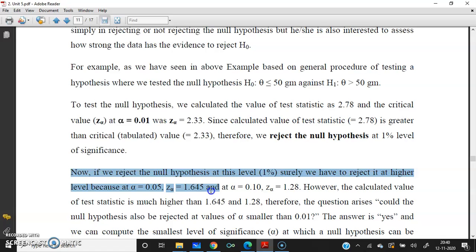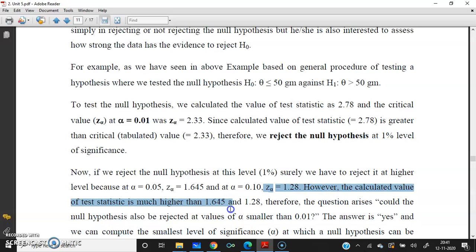That is alpha equal to 0.05, Z alpha is 1.645. If you see 0.10, 90%, it is still smaller, right? If you see the Z for 90%, it is 1.28. However, the calculated test statistic is much higher than 1.645 and also 1.28.